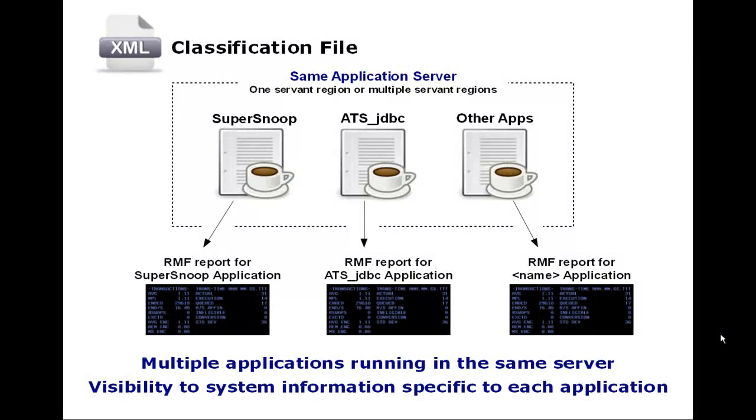So what we showed was 2 applications running in the same application server, but we didn't have to stop with 2. We could have gone to 3 or 5 or whatever the number is and done the exact same thing. Used a WLM classification file, uniquely identify the application requests coming in, assign those application requests to different reporting classes, and then use the tools to report on the system information specific to each application. The benefit of this: multiple applications in the same server is a reduced footprint for the application servers without loss of granularity of information.